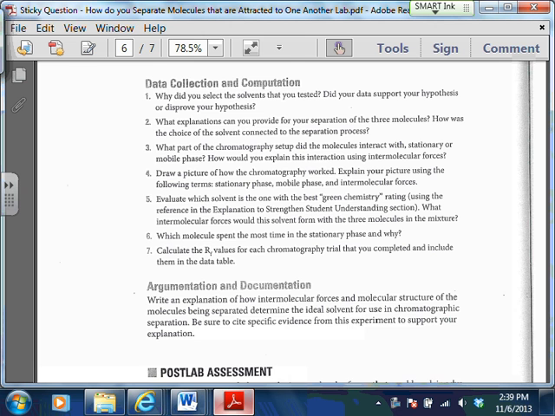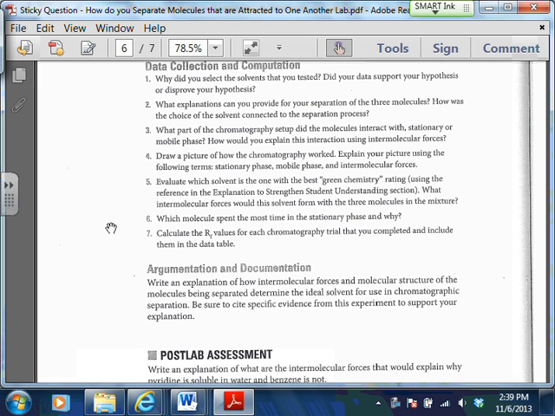Okay. Two, what explanations can you provide for your separation of the three molecules? How is the choice of solvent connected to the separation process?